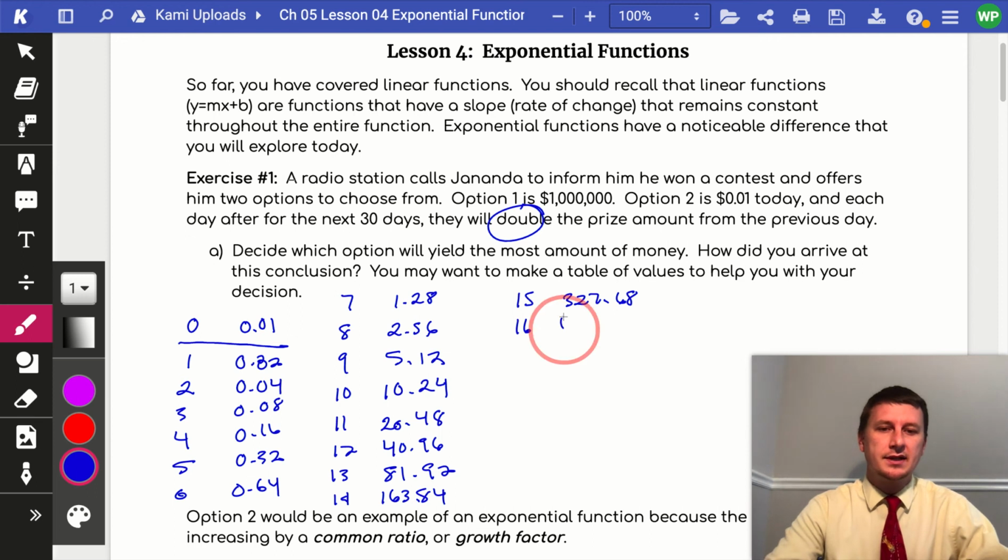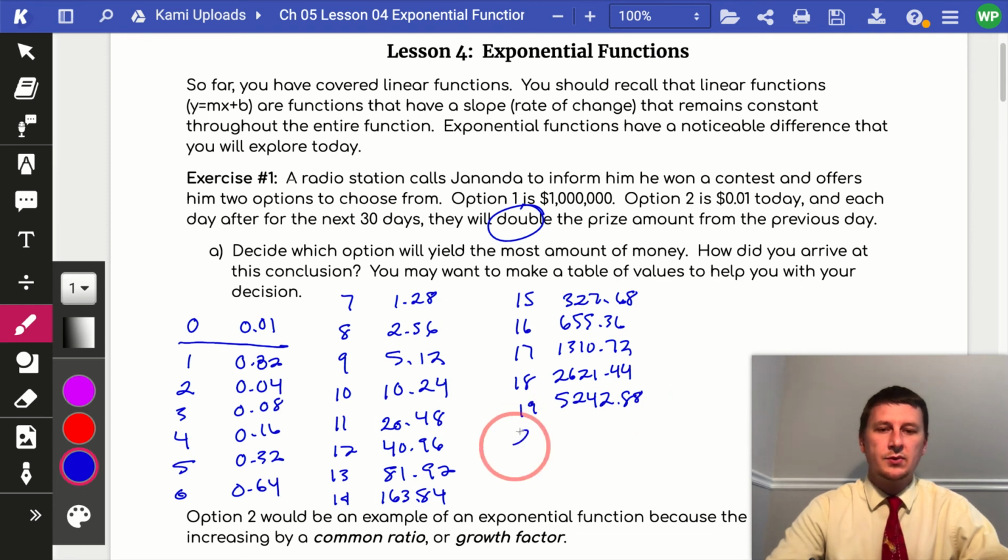16 days, we'll have $655.36. After 17 days, we're going to have $1,310.72. 18 days, we're going to have $2,621.44. 19 days, $5,242.88. 20 days, 2/3 of the way there, and we're at $10,485.76. So even 2/3 of the way there, we're only at $10,000. We're going to make $990,000 more choosing option 1. But we're not there yet.